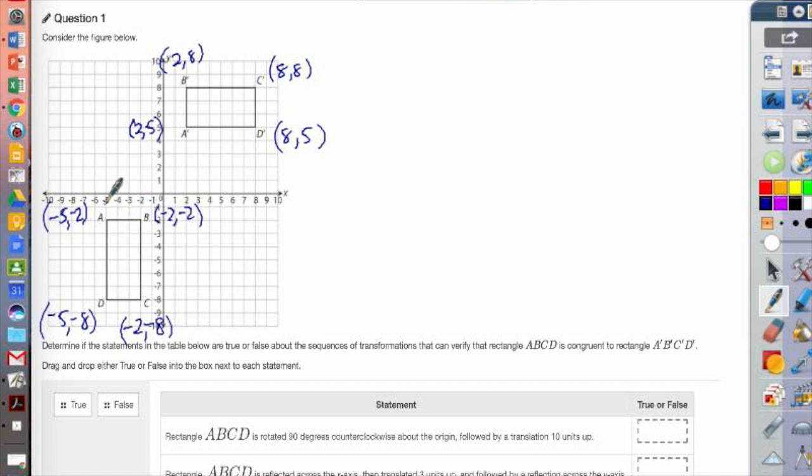A to B, if I count -5 to -2, that's 3 units. From B to C, it goes from -2 to -8, that's 6 units. So it's a rectangle, this would be 3 and 6. Let's look at this one. From A to B here, it goes from 5 to 8, so we have 3. And this one goes from 2 to 8, which is 6. So we have congruent rectangles. That's really going to help us determine what type of transformation.